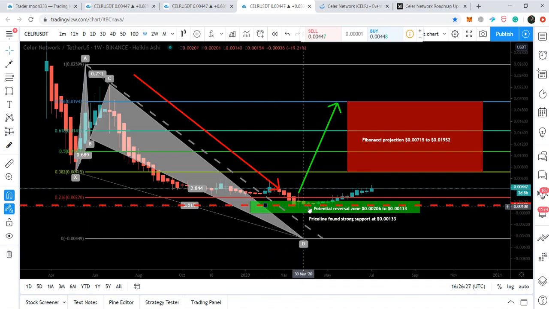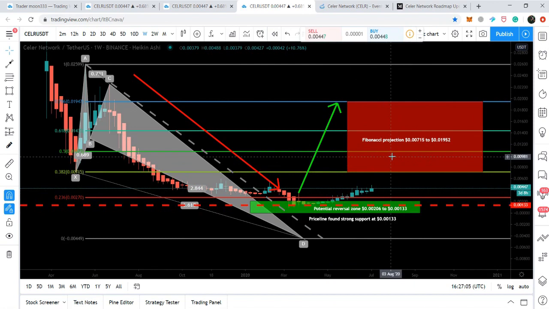Otherwise, the price action has found the support at $0.00133. So this is our stop loss, and this is also our support level as well. So we can consider the potential reversal zone that starts from 1.27, that is $0.00206, down to $0.00133. So this is our potential reversal zone, and after hitting the potential reversal zone and this support, that is $0.00133, the price action has moved up, and at this time it is moving towards this Fibonacci projection.